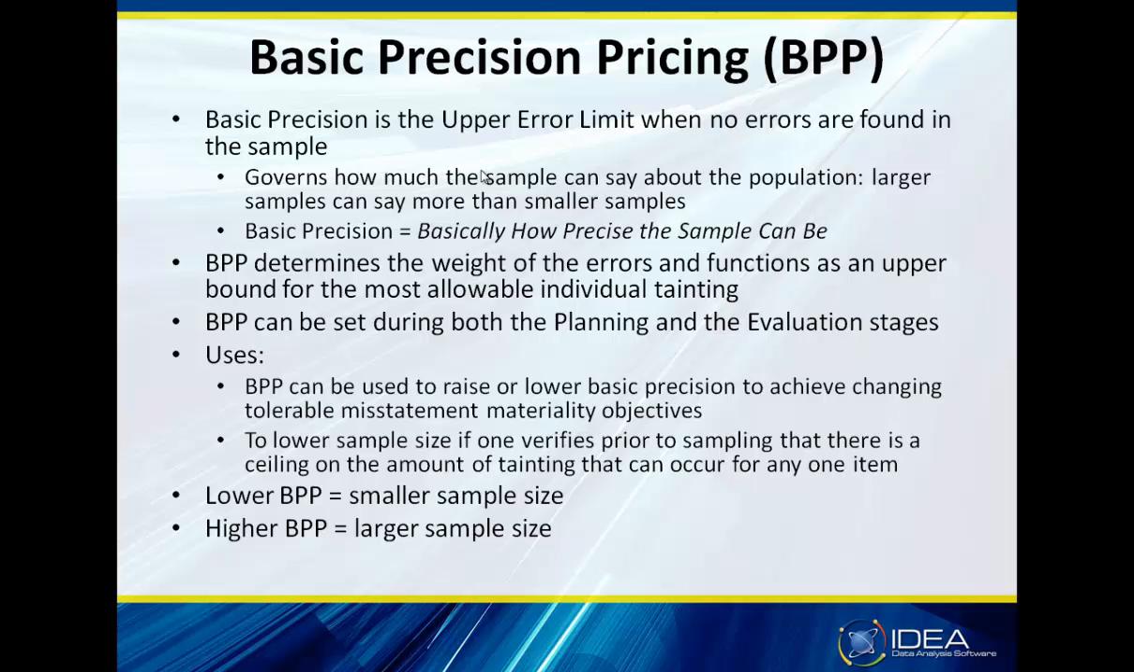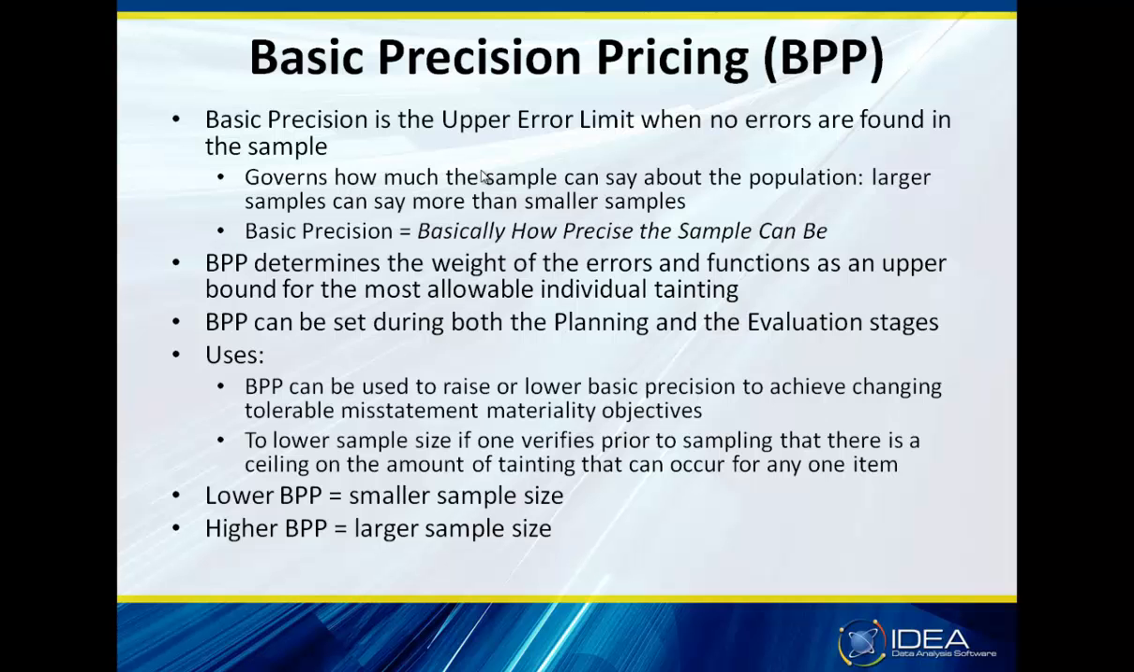Basic precision pricing. Basic precision is the upper error limit when no errors are found in the sample. So think about that for a minute. How much error do we still have in the sample without actually finding any errors when we went and audited the items? That's because what the basic precision reflects is how much the sample can say about the population. And as I was saying before, larger samples can say more than smaller samples. And this makes intuitive sense.